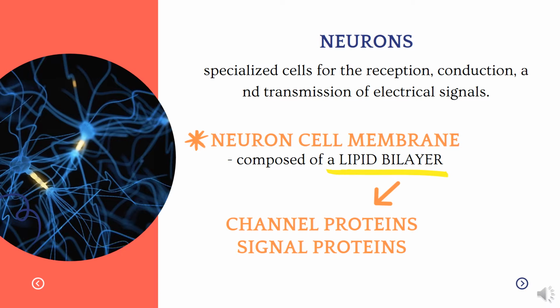A channel protein is a specialized arrangement of amino acids which embeds in the cell membrane, providing a hydrophilic passageway for water and small polar ions. A signal protein transfers a signal to the inside of a neuron when particular molecules bind to it on the outside of the membrane.